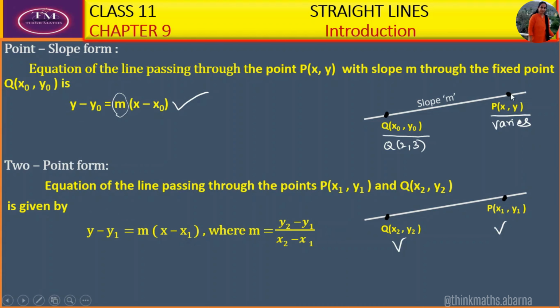If a point and a slope are given, then you can find the equation of the line using this point-slope form. If two points are given, then you can find the equation of the line using this formula: y minus y1 equals m into x minus x1, where m is y2 minus y1 divided by x2 minus x1. This is the two-point form.